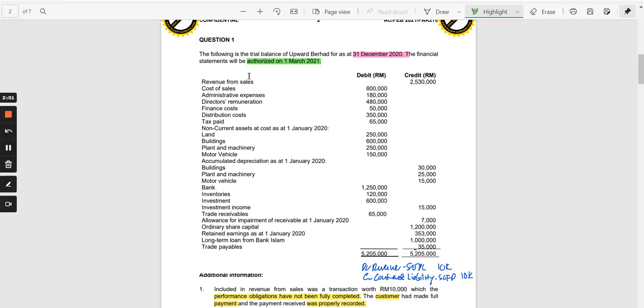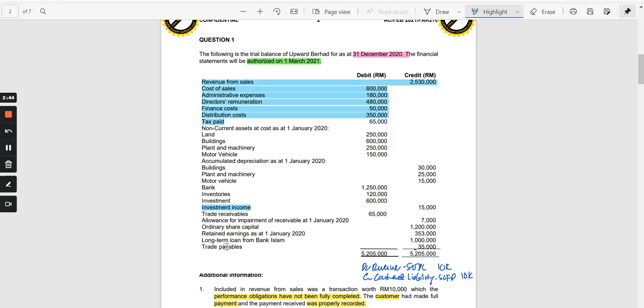So you have the information there, which is the revenue and all those items that you are always used to. Revenue, you can jot down there on your own. This is an item in SOPL, cost of sales in SOPL. I'm going to use some color here. So the revenue SOPL, cost of sales SOPL, finance cost, distribution cost, and tax paid as well, because we're going to see how much the tax expense is. And then you also have an item that goes to the SOPL, investment income.